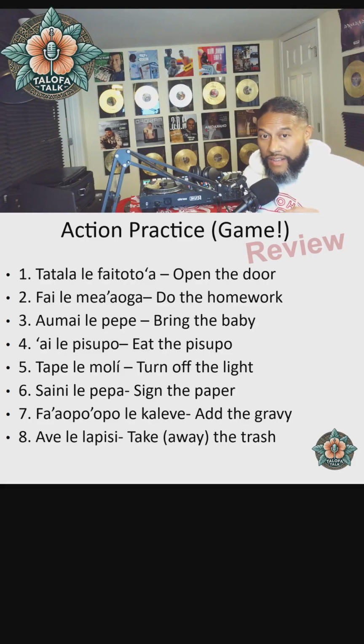Au mai le pepe. Ai le pisupo. Tape le moli, or I'm sorry, kape le moli. You can say K style or T style. Remember, T's can be pronounced like a T or a K. So I just naturally say kape le moli.